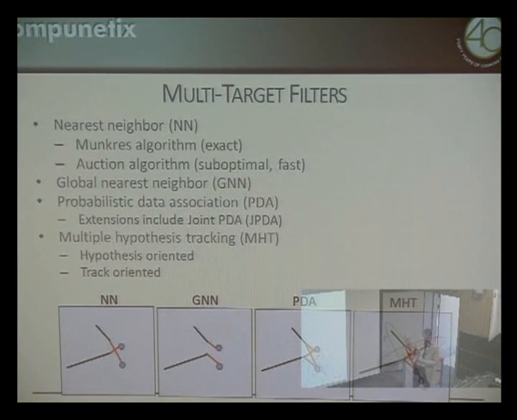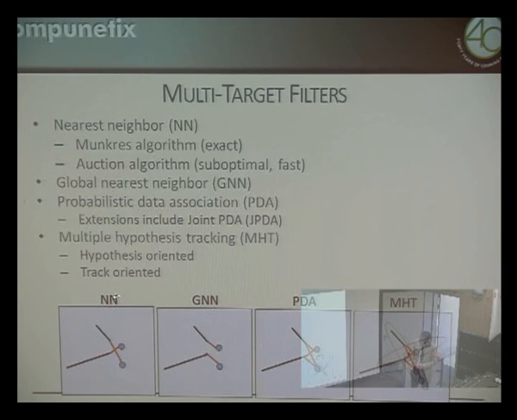In the tracking context, you might think of this as track maintenance, where I'm not worried about initiating a track. I'm just interested in keeping alive some number of tracks that are already confirmed through some other process. Well, a lot of techniques exist, and let me just talk about these very quickly.